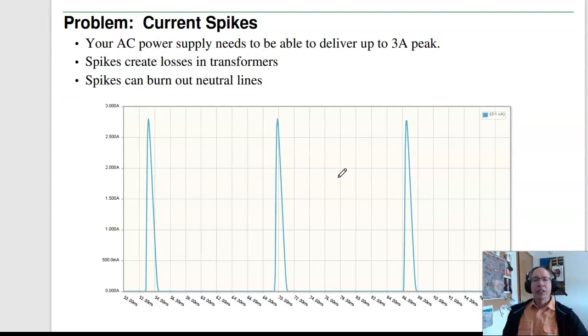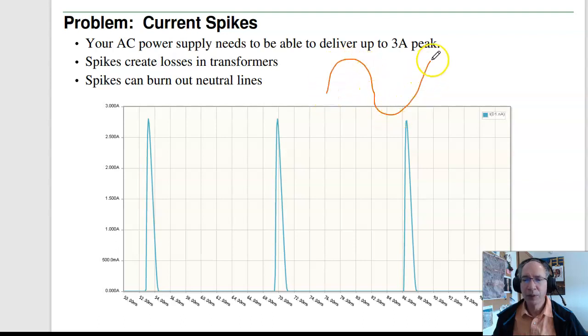Now, kind of a sidelight. One problem with AC to DC converters is the current spikes. And what's happening is, in Circuit Lab, I've got my input waveform doing this.